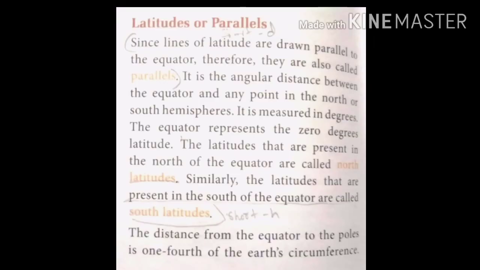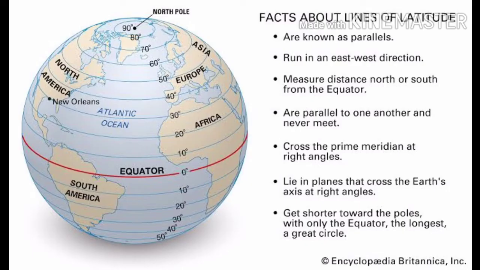Now let's start with the first topic of today, that is latitudes or parallels. Now what is latitude? Latitude is the distance of a place north or south of the line that we imagine around the middle of the Earth, and the line which we imagine around the middle of the Earth is the equator. So latitude is the distance of a place north or south of the equator.